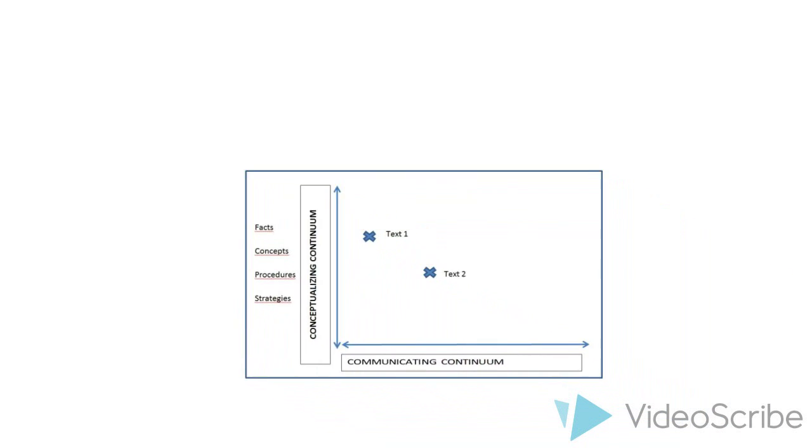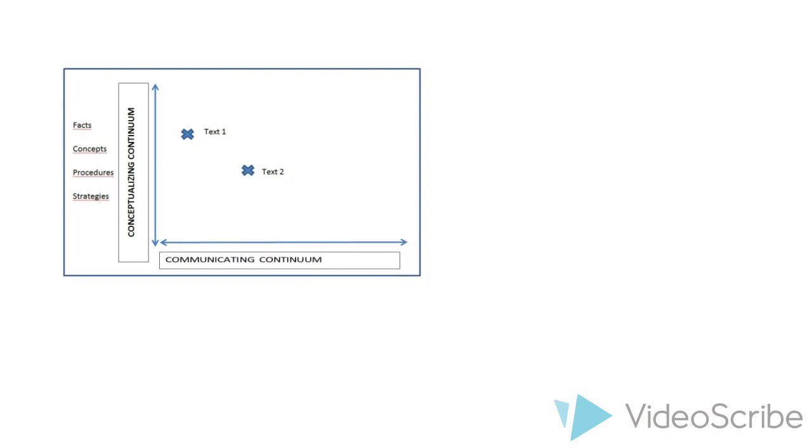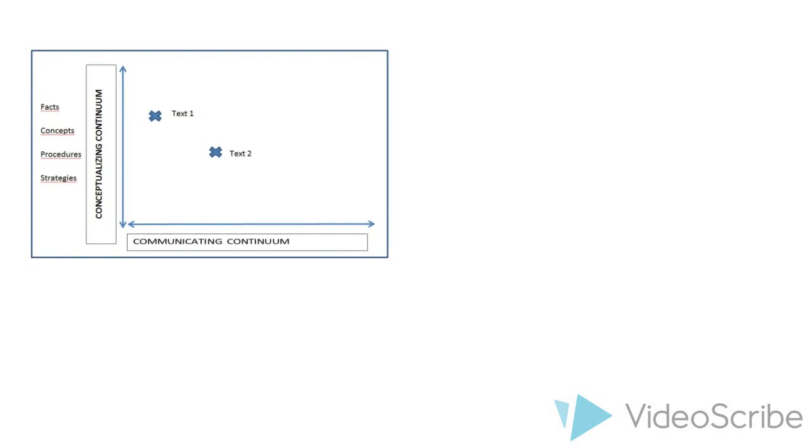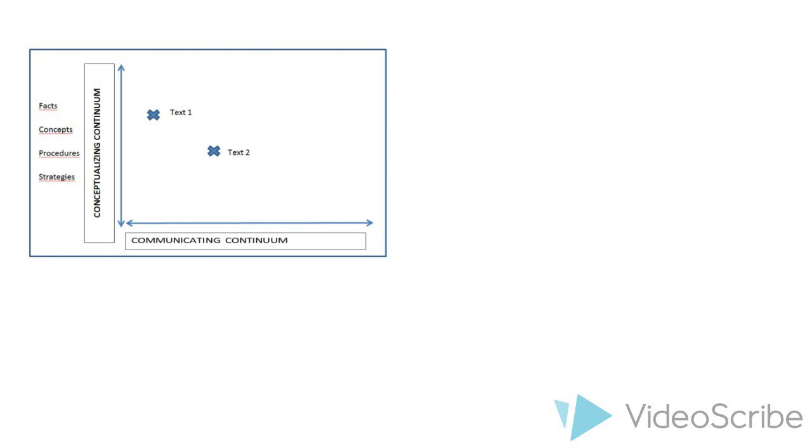In principle, we could now locate any text written by our students in the space created between the two axes, with a given text 1 arguably expressing more complex concepts in a less skilled way, and a text 2 expressing simpler contents in more successful ways. However, this still doesn't tell us anything about what skills mean in the terms of communicating continuum.